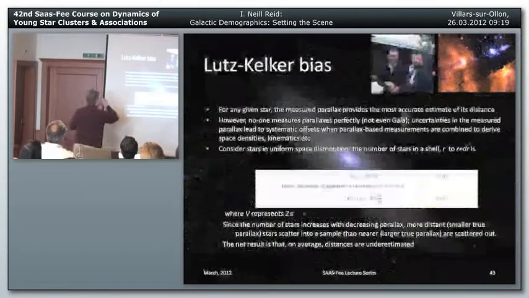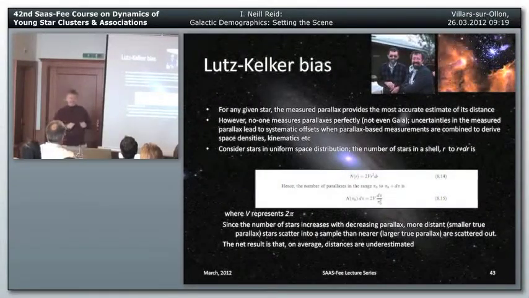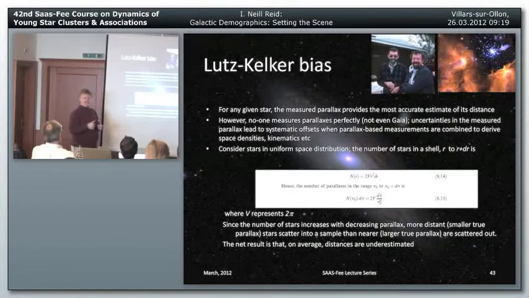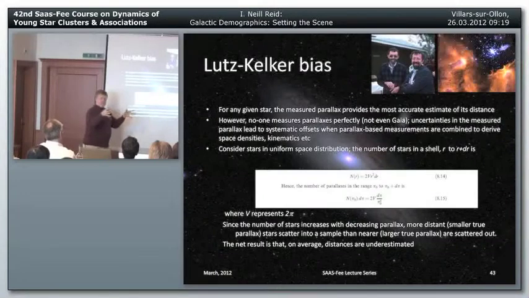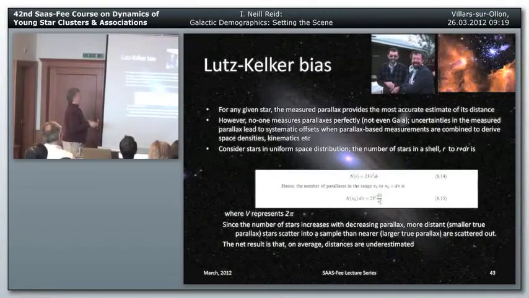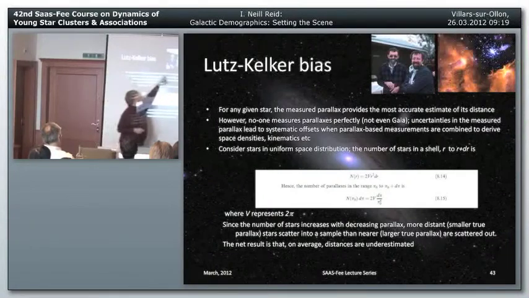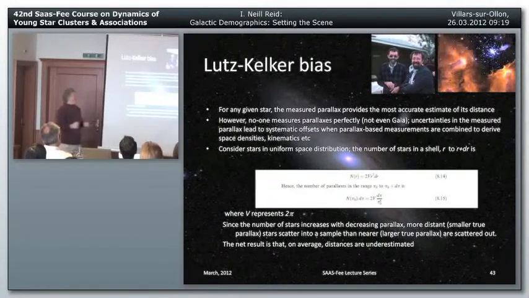Lutz-Kelker bias. This is to do with parallax. So when you measure a parallax for a star, the parallax that you measure is going to give you the most accurate absolute magnitude for that star itself. However, there's an uncertainty in measuring that parallax, and that's true even for Gaia. So when you're putting collections of stars together to form a sample, you have to take that uncertainty into account. And this is Tom Lutz. I don't have a picture of Bob Kelker. That's Bob Schomer.